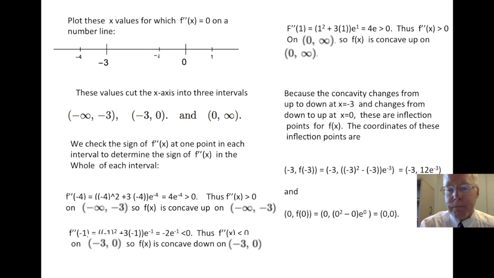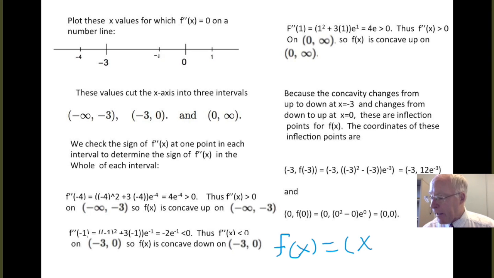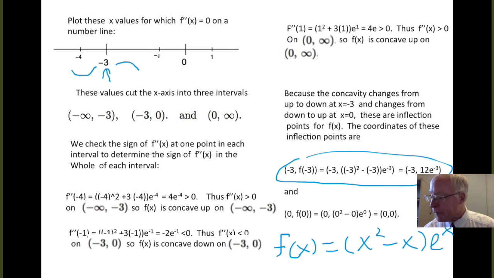Okay. Now, for inflection points, we want the coordinates of those points. Those are coordinates on the graph. So we're going to have to now put the x coordinates for the inflection points, that is -3 and 0, into the function f. Remember, f of x was given by x squared minus x e to the x. So to determine the inflection point at -3, which is where the function turns from concave up to concave down, we put -3 into the f function. So the coordinates of that inflection point are -3, f of -3.